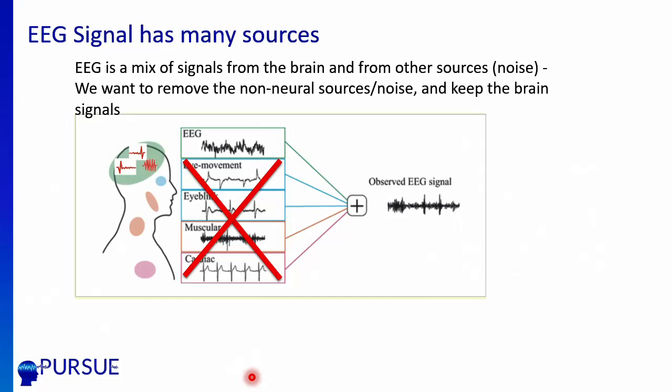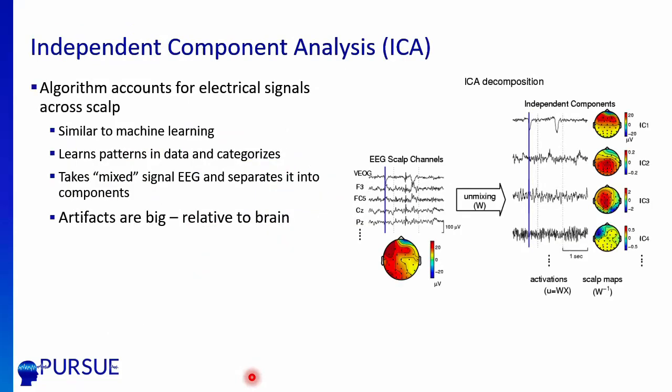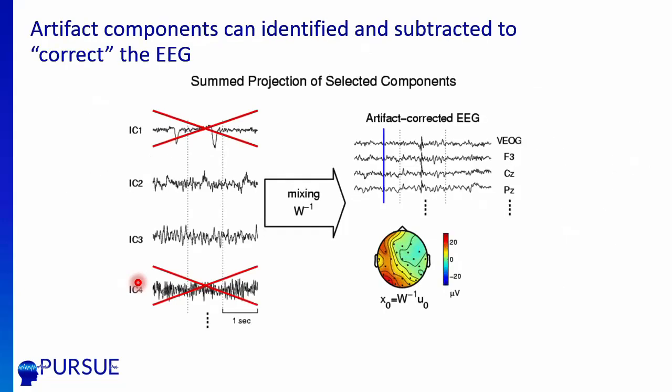So just as background, our EEG is a mix of signals from both the brain and from these other sources of noise that we just talked about. We want to remove the non-neural sources of noise and keep the brain signals. That's the basic idea here. So ICA is an algorithm that calculates different sources of signal and separates them. And the good news is that the artifacts are really big relative to the brain, but essentially it'll separate into independent components. So here on the right, you see IC1, IC2. That's independent component 1, independent component 2, and so on. And we can inspect each one, select which ones are due to artifact, and remove them and have our data corrected, right?